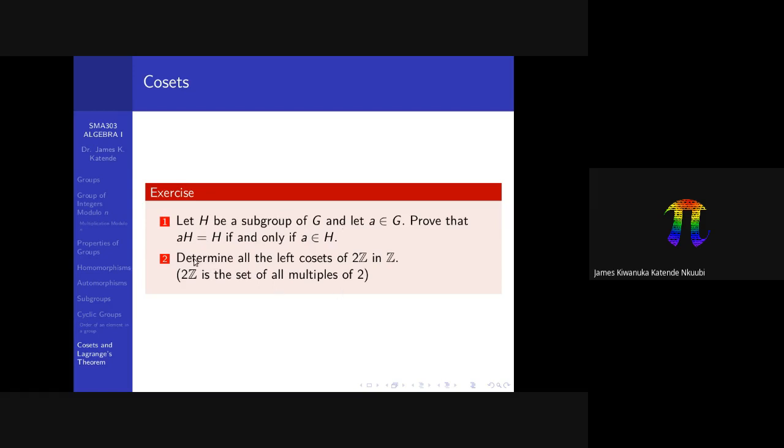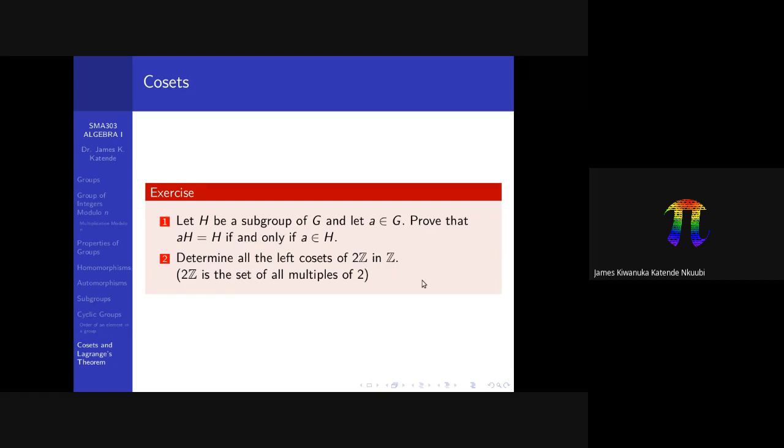Prove this one. And then the second one is to determine all the left cosets of 2Z in Z. Now 2Z here simply means all multiples of 2, or if you like, the even numbers. We know that this set is a subgroup of Z under the usual addition of integers. So your work is to find the left cosets of this subgroup 2Z in Z. What is interesting about this is that you'll find exactly 2 left cosets. The interesting thing about this example is that it's an infinite group, the subgroup is also infinite, but the number of left cosets is finite. You have exactly 2 left cosets.